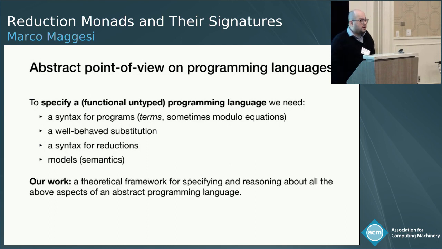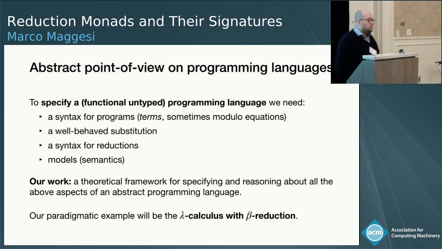So our work is a framework, a theoretical framework for specifying a programming language with all those aspects. And if you want to keep a simple example in mind, you can think about lambda calculus with beta reduction. And I will discuss a little bit an example at the end.